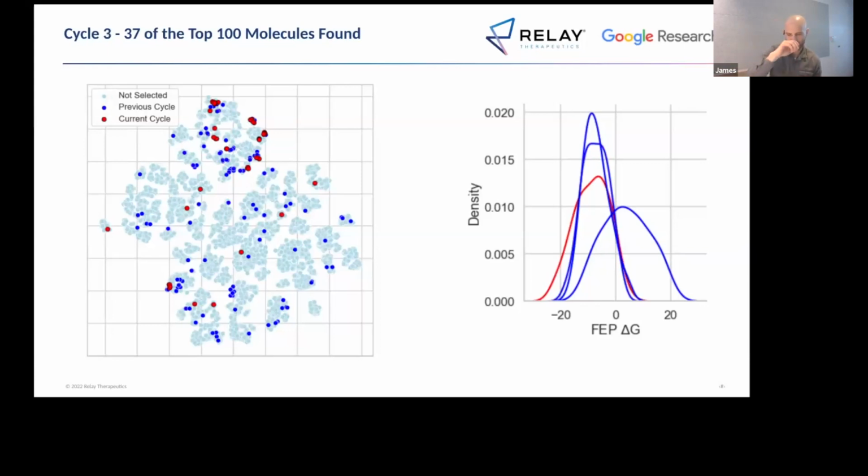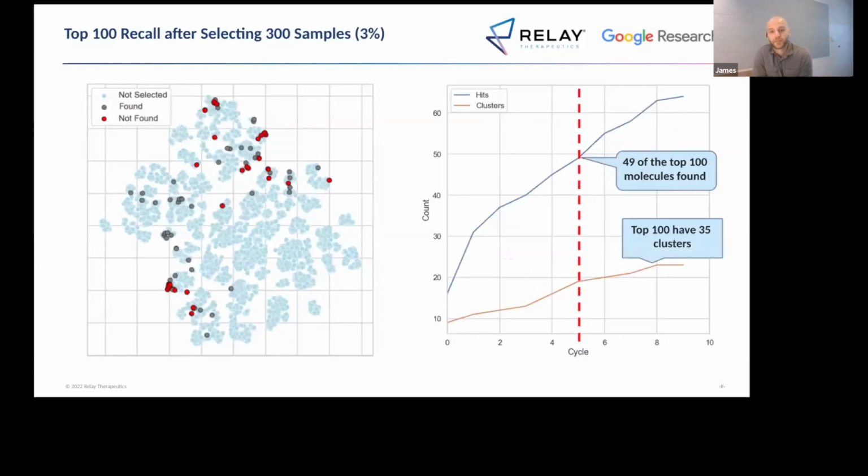So you can do this as many times as you want. After 5 cycles, so after 300 samples, which is 3% of the data, we were able to recover about 50, or about half, of the top 100 molecules.